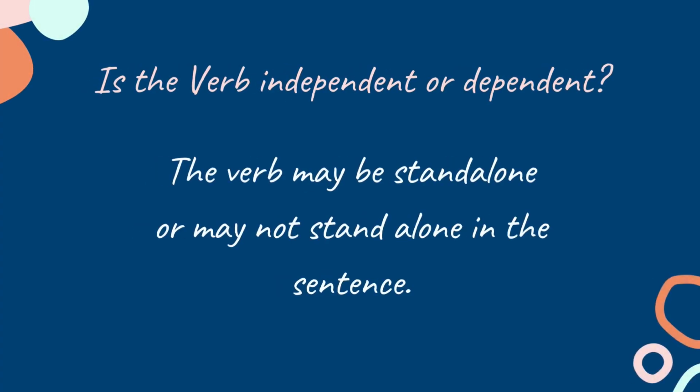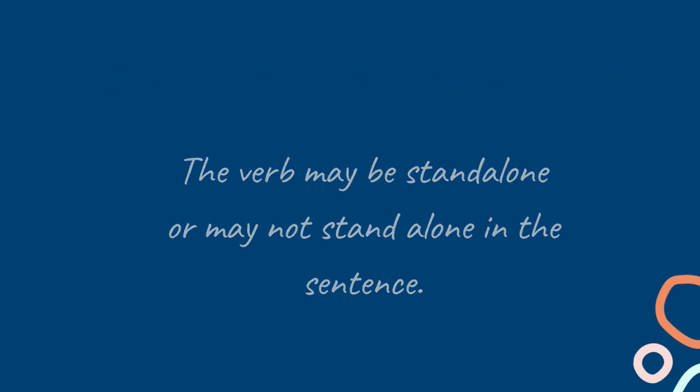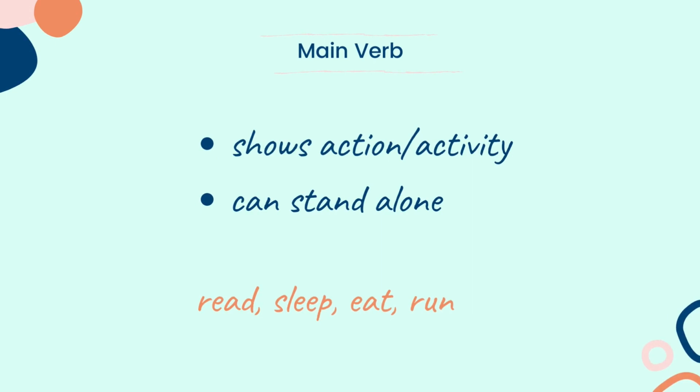The other way verbs are classified in any sentence is that is the verb used in the sentence independent or dependent. The verb may stand alone or not stand alone in the sentence. Based on that, it may be categorized. Let's learn the two types now. Number 1, main verb.